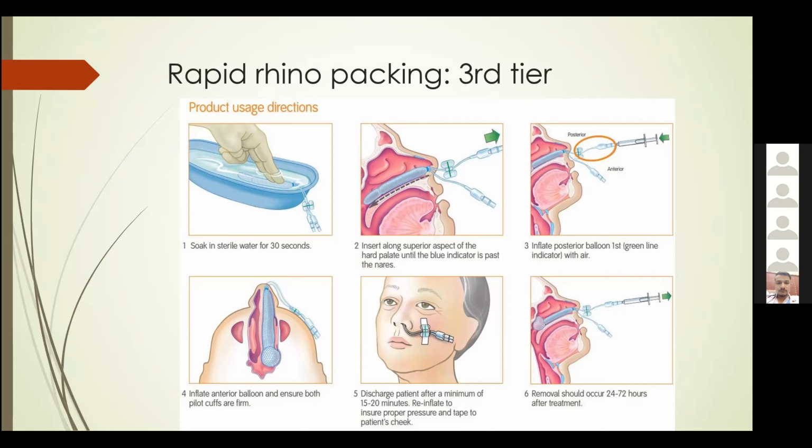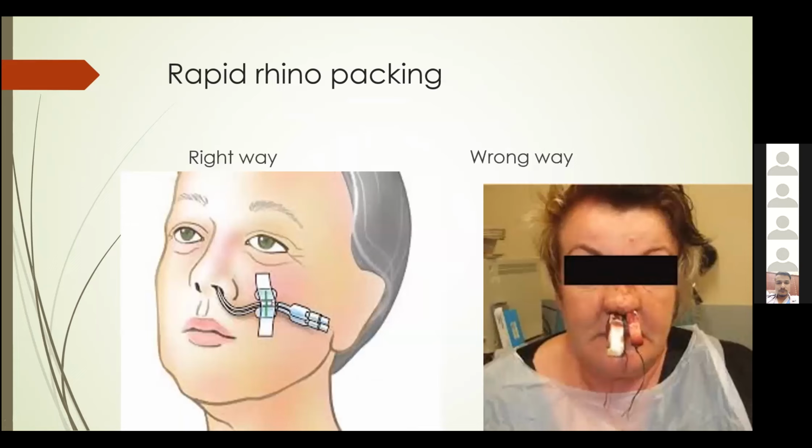You can wait and stand by and see if the bleeding has stopped. If it has not stopped, you can add another cubic centimeter of air to inflate it, and then it fills up, and you secure it around the cheek. That is how it is supposed to look at the end of your packing. That's the right way on the left side. That's the wrong way on the right-hand side, because you can see the packs are already coming out. You need to make sure the packs are right in the nostril and don't come out like on the right side.